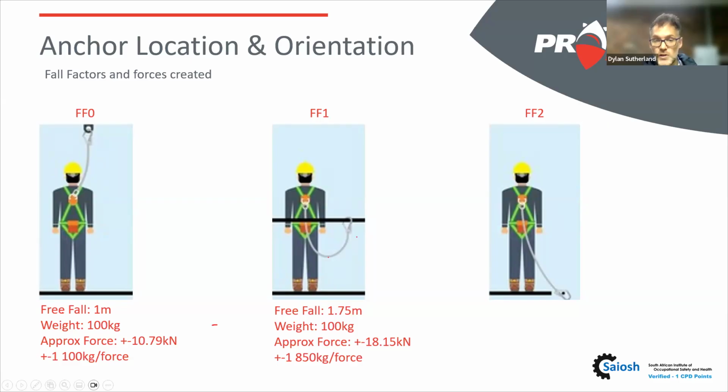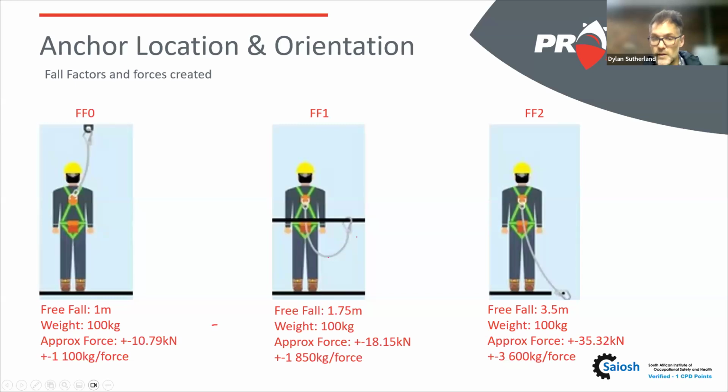And the final one, which is worst case scenario, fall factor 2, is where we fall the distance of my lanyard, so potentially 1.75 meters, plus another 1.75 meters for when I go below the anchor point. So in total, I fall about 3.5 meters. At the point that this device will stop my load from moving, I'm weighing about 3,600 kilograms. I'm moving 3,600 kilograms of force. I don't think there's an anchor in South Africa that's certified for that.